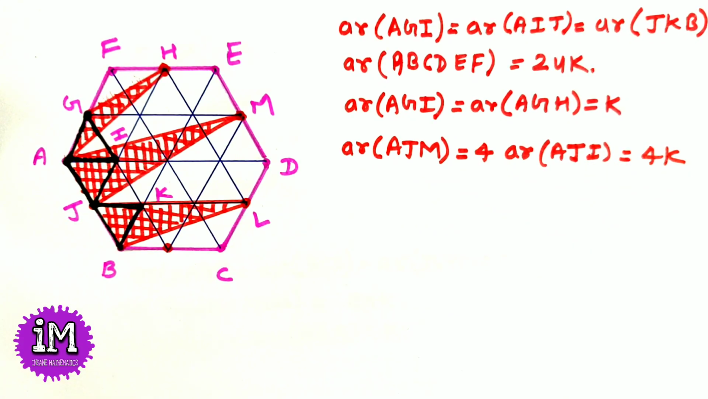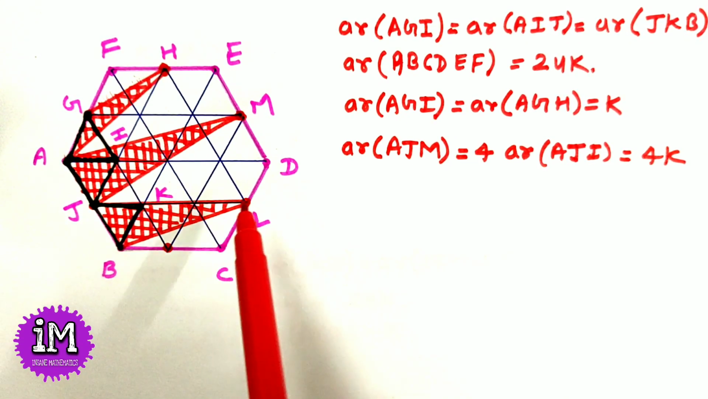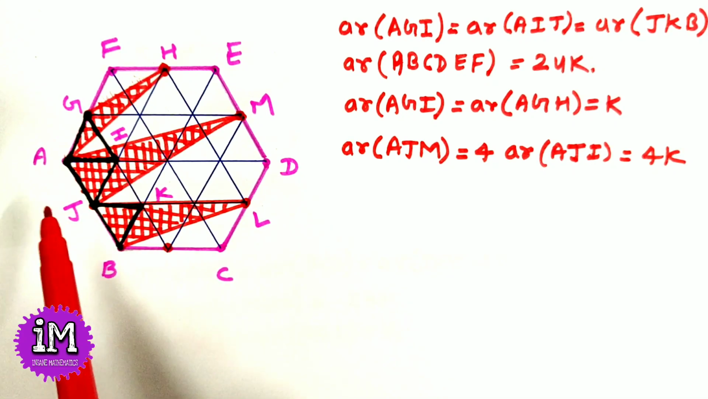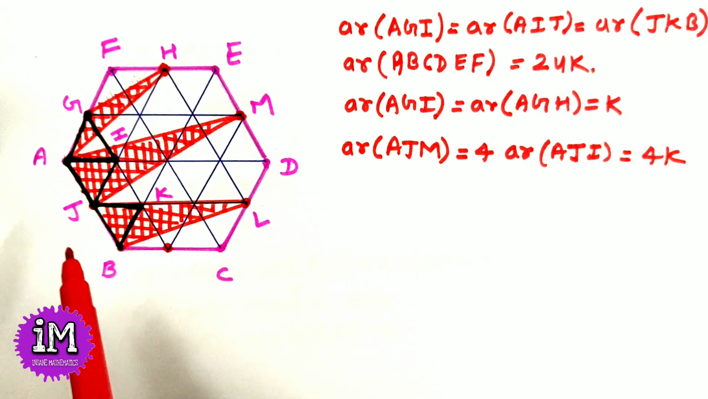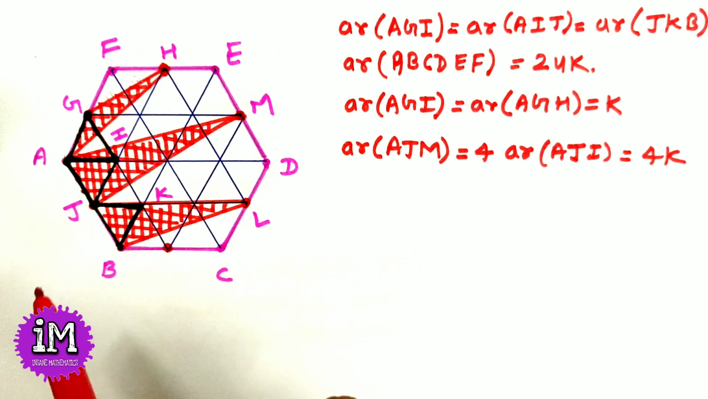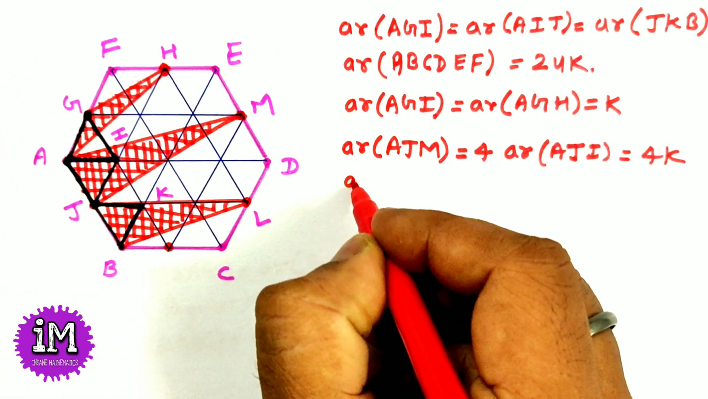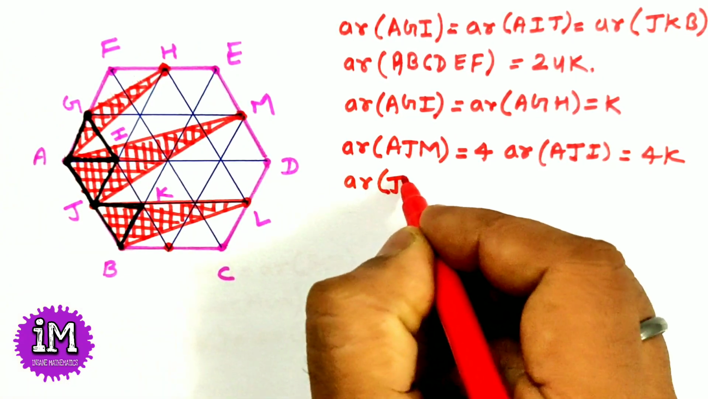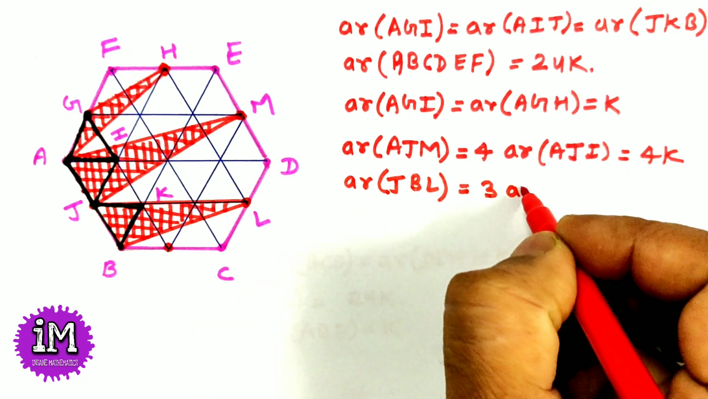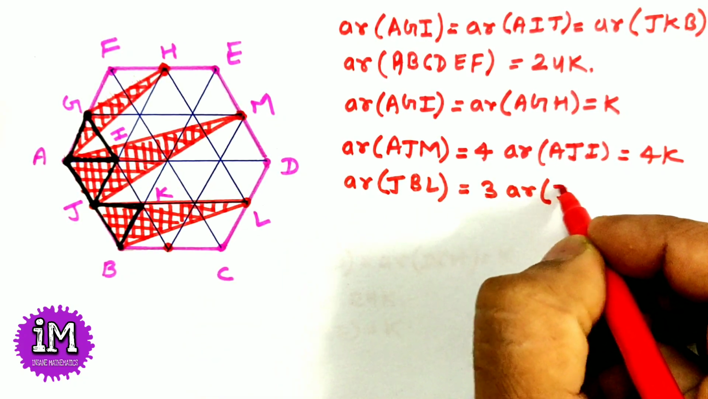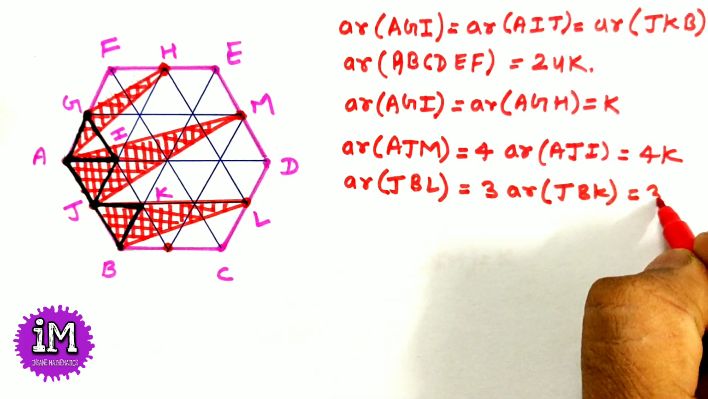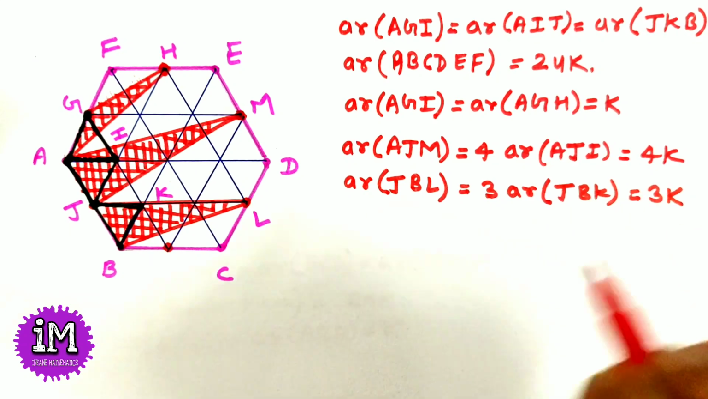In the same manner, we can see triangle JBL and triangle JBK. The height of triangle JBL will be 3 times the height of triangle JBK, and both triangles share the same base JB. That means the area of triangle JBL will be 3 times the area of triangle JBK, which is equal to 3K.